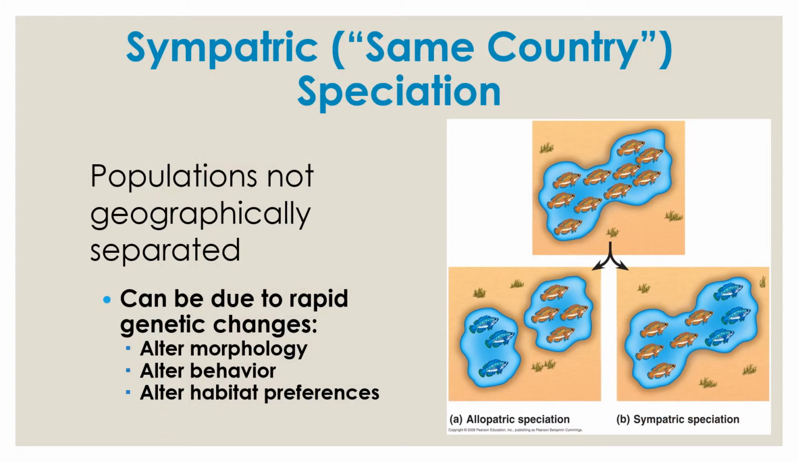In the case of sympatric speciation or the same country speciation, this speciation takes place in geographically overlapping populations. That means the populations are not geographically separated, but it can be due to rapid genetic changes, which alter the morphology, behavior, and habitat preferences of the individuals or species. In a sympatric speciation, various factors can limit gene flow. It can be polyploidy, habitat differentiation, sexual selection, temporal isolation, behavioral isolation.